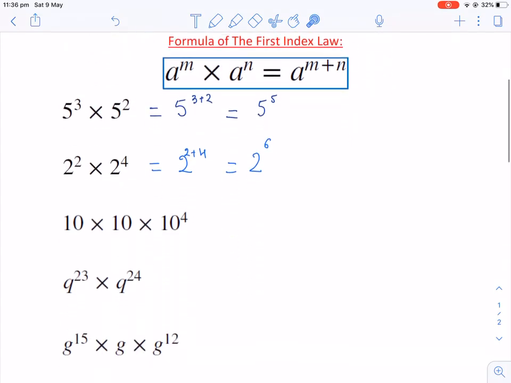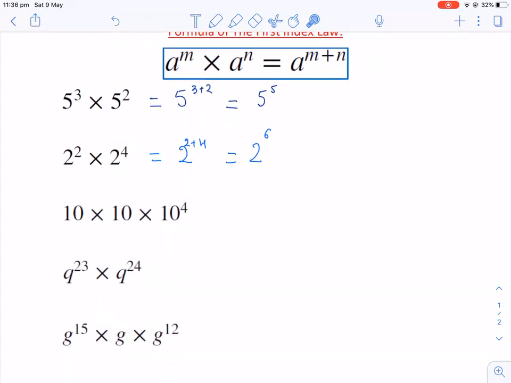How about this number, 10 times 10 to the power 4? Remember, when a number or a variable is standing by itself with no index, it means there is a number 1 hidden here.